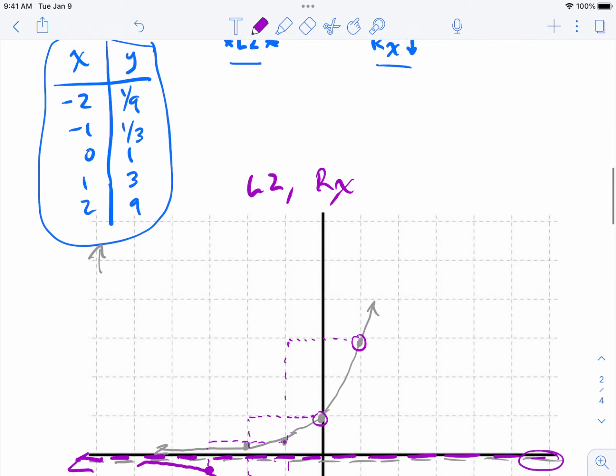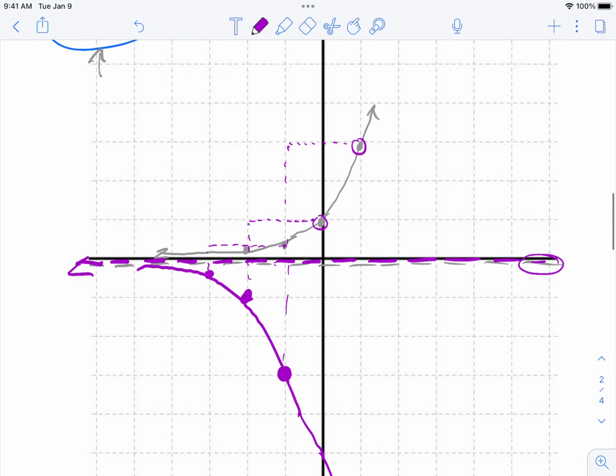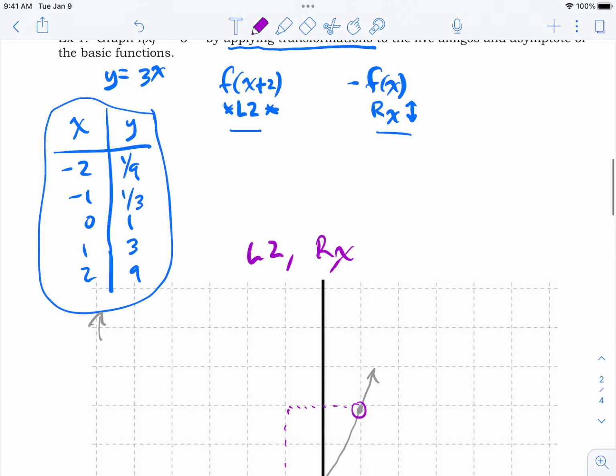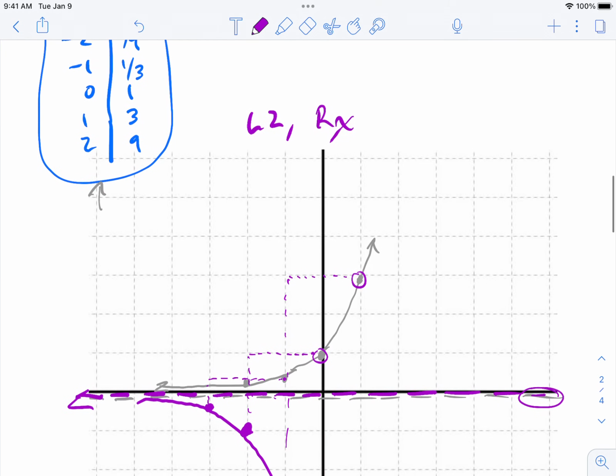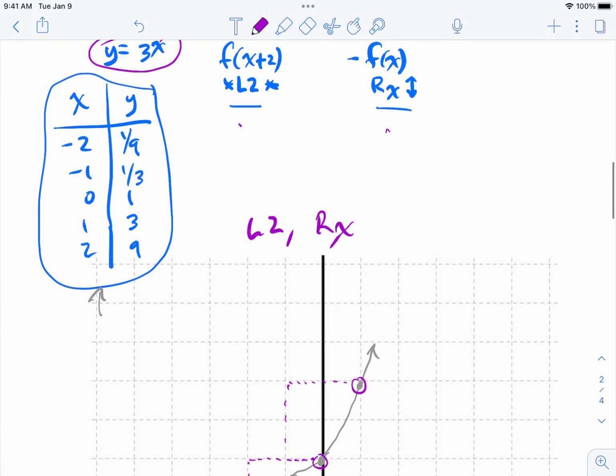So to make a nice graph, you always want to plug in -2, -1, 0, 1, and 2, but you want to plug it into the basic parent function, the non-transformed, original function. Then follow those points as they get transformed. See where they end up. That'll give you a really nice graph.